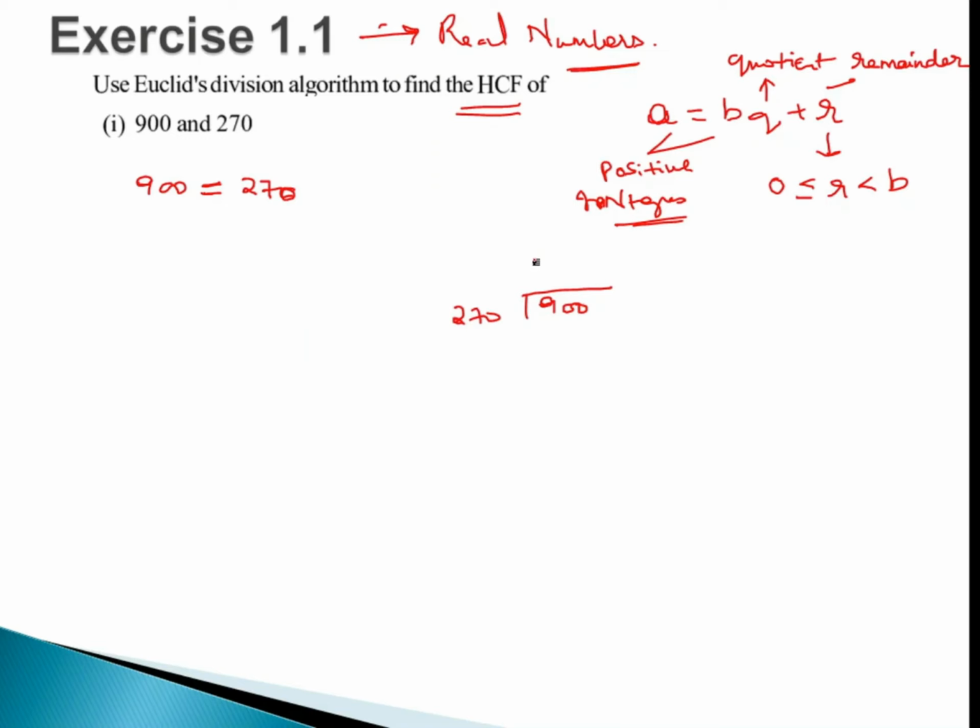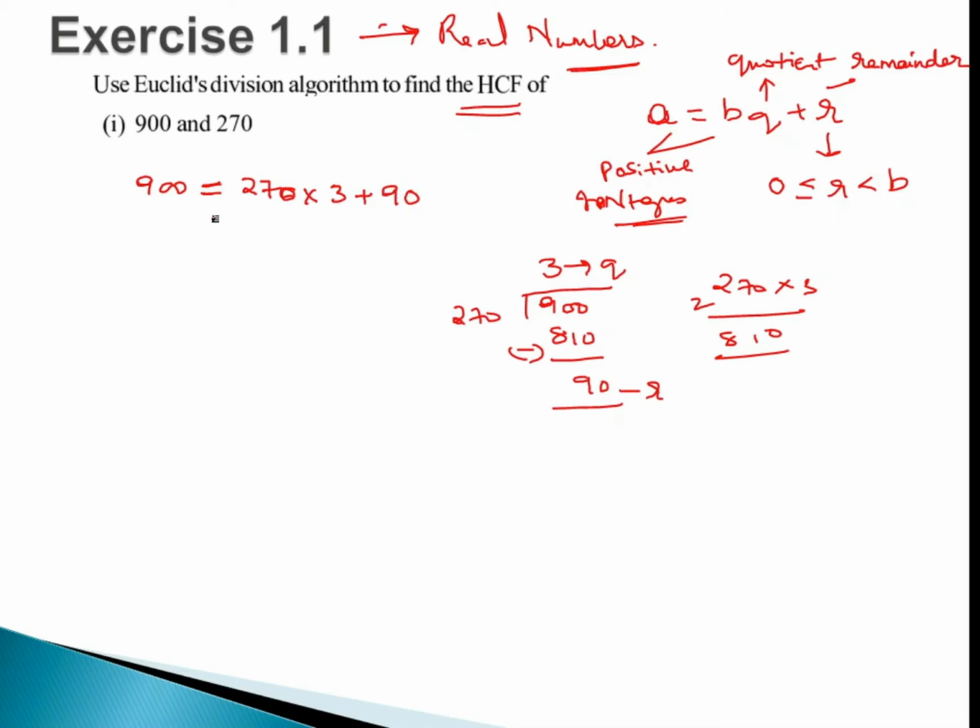Now when I shift this here, I'll have how much? 270 into 3, the resultant is 810. Now when I'm subtracting, what is left out? 90 is left out. So this is your Q value, this is your R value. I'm just substituting over here: 900 = 270 × Q + R.